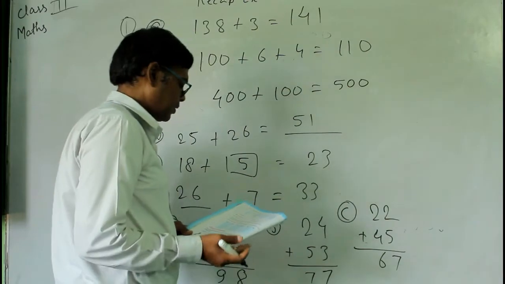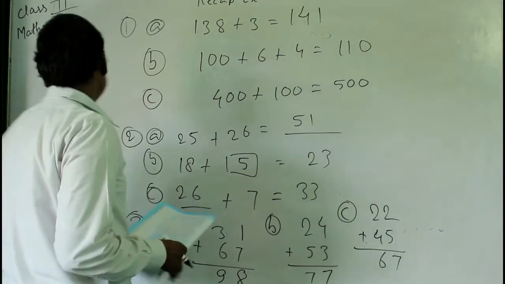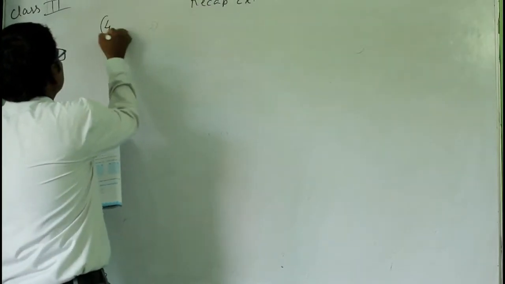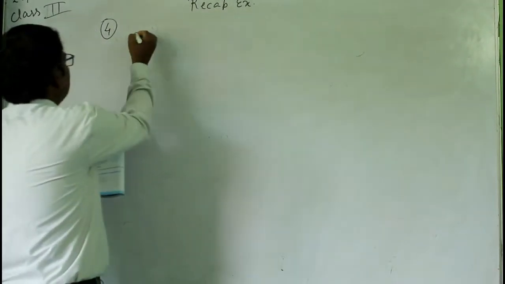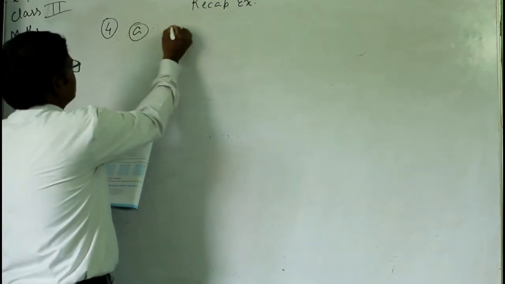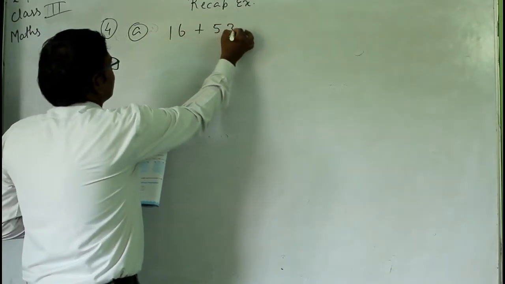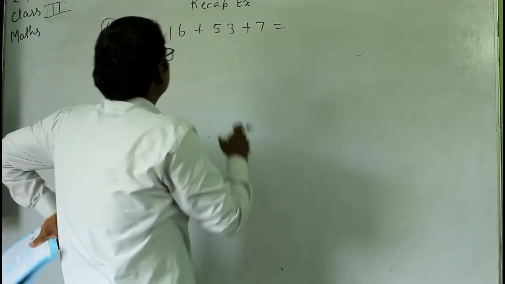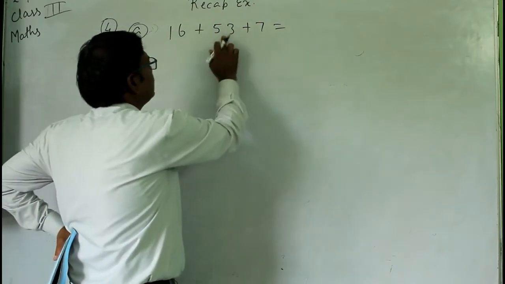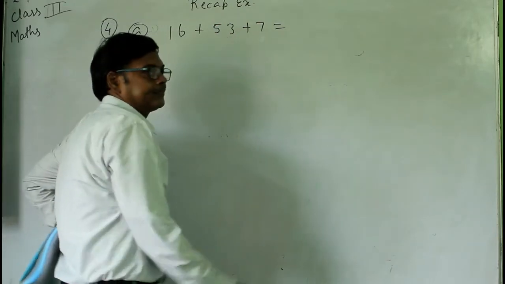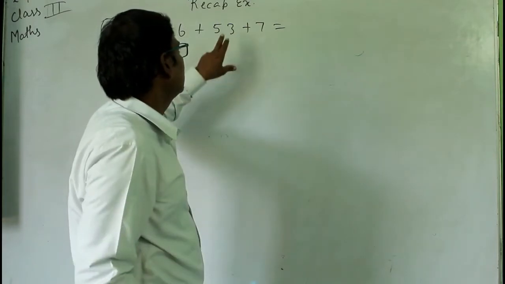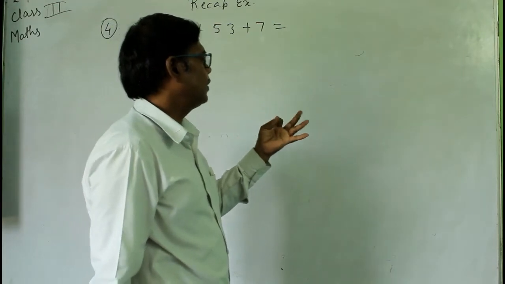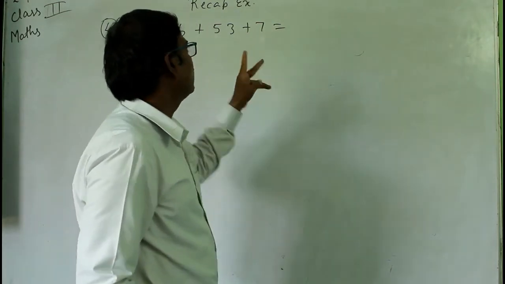Now question number 4. A, you have 16 plus 53 plus 7 equal to. You will find the sum here. So how will you do here? First add these two numbers. Okay, 53 plus 7 will be how much? 53, 54, 55, 56, 57, 58, then 59 and 60. So answer will be 60.